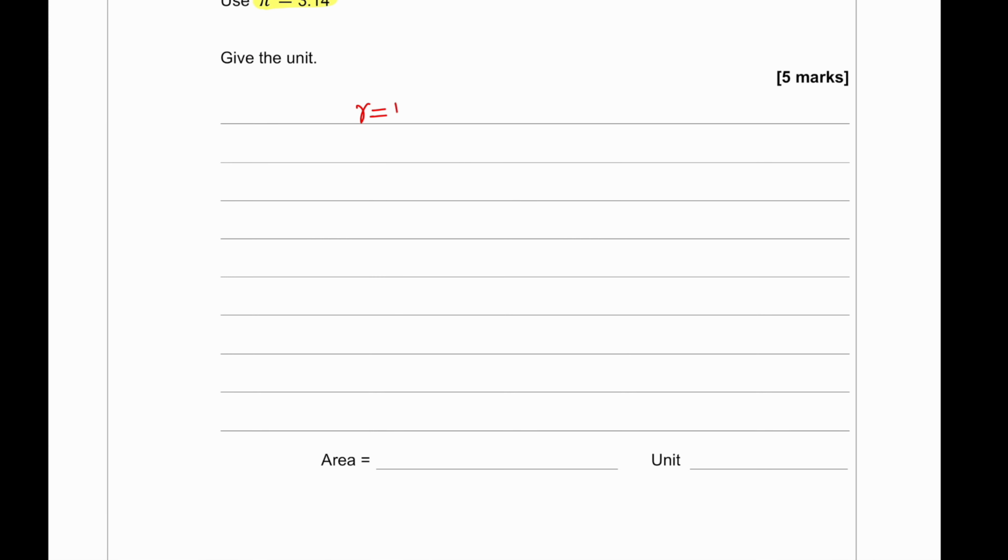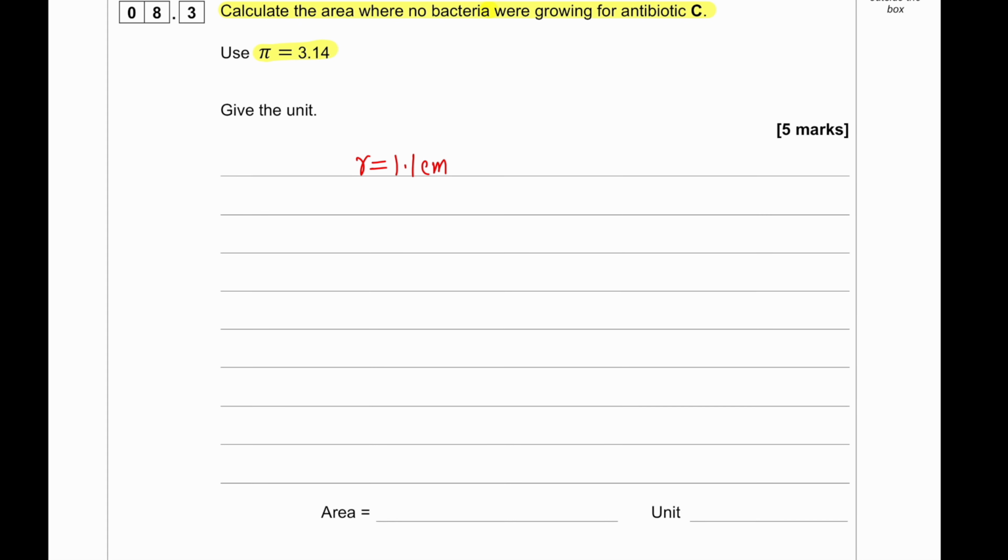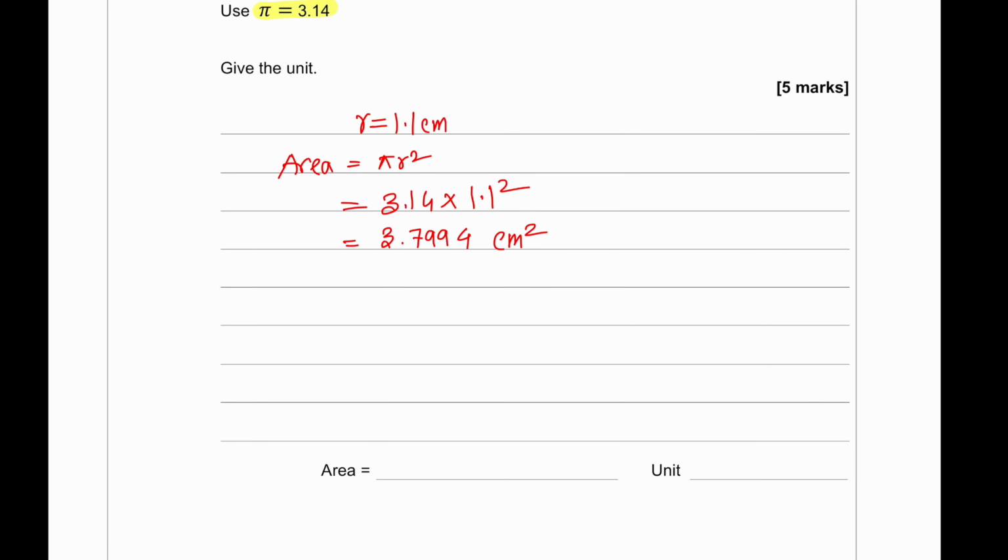Then because we have to do the calculation, and the calculation is best done with either cm or millimeter, let's say we decide to do it with cm. Then we use the equation for the area of a circle, which is pi r squared. We use the pi value of 3.14 times r squared, which is 1.1 squared, and that will give us the calculation. This is equal to 3.7994 cm squared.